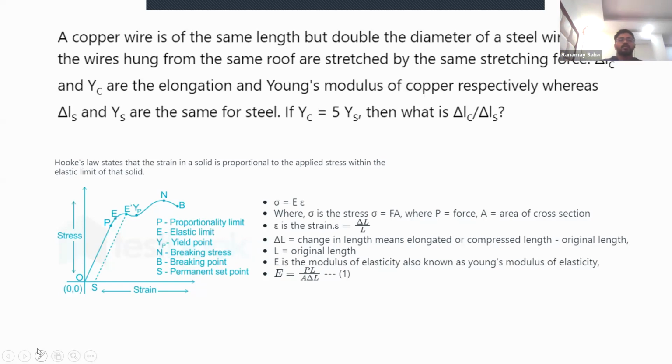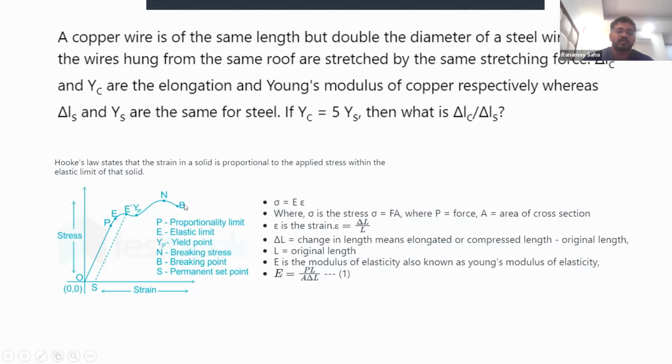Now your delta LC and delta LS are your elongation for copper and the steel wires respectively, and YC and YS are your Young's modulus for copper and steel. Now you have to find out the ratio of change in length, or elongation, of your copper wire to steel wire if your Young's modulus for copper wire is 5 times the Young's modulus for your steel wire. You can take help of this information given to you.